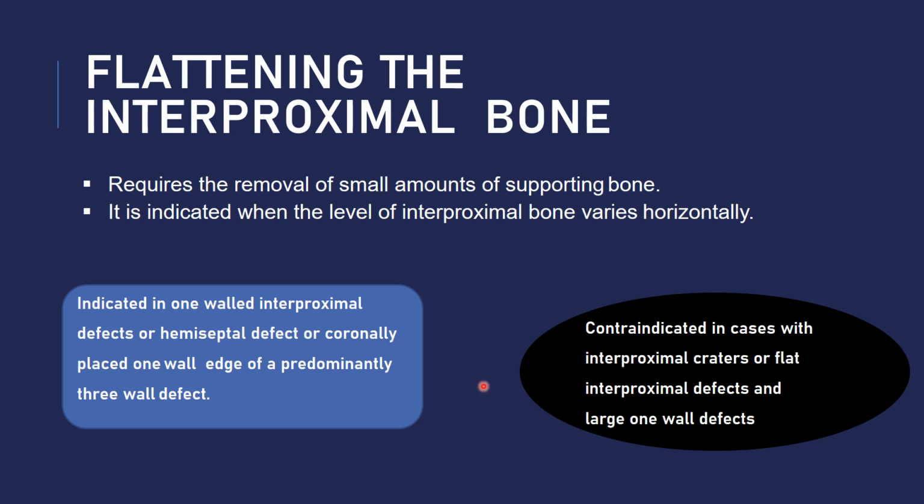This is indicated in case of one wall interproximal defects, hemiseptal defects, or coronally placed defects, but a one wall edge of a prominent three wall defect. This is contraindicated in areas with interproximal craters or flat interproximal defects and large one wall defects. If it is flat, it is not recommended. If there are irregularities in the interproximal bone, we will do the flattening of interproximal bone. That is basically the rationale behind this procedure.